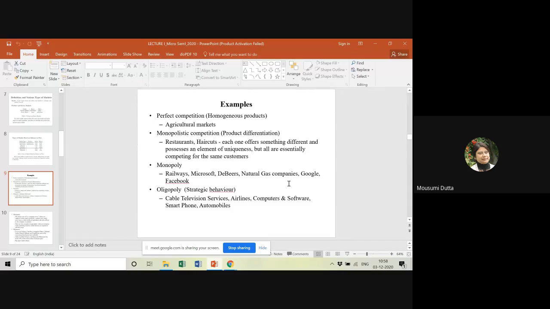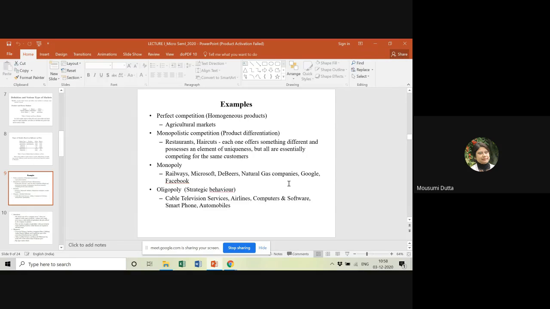Cable television services, airlines, computers and software, smartphones, automobiles, these are oligopolies. It's not a single seller, single producer, but again, it is not too many, only a few. And when we discuss monopoly, oligopoly, and monopolistic situations, different types of issues related to corruption, etc., will come. So one by one, we will reveal different aspects, and you will learn the things.